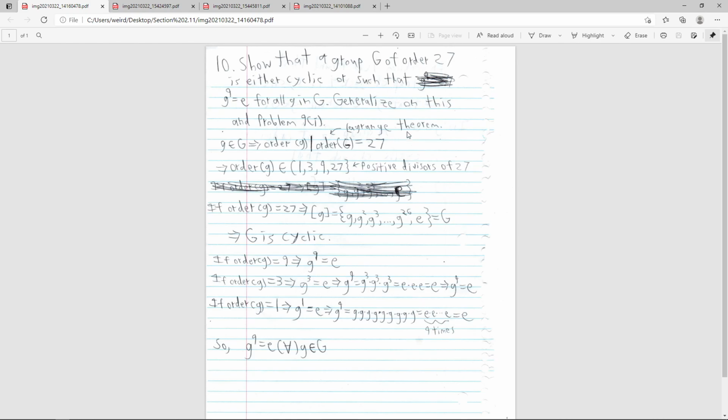Lagrange's theorem gives that for g in G, the order of g divides the order of G, which is 27. So the order of g is in 1, 3, 9, 27, the positive divisors of 27. If the order of the little g is equal to 27, that means G is a cyclic group of order 27, generated by g. So G is cyclic.